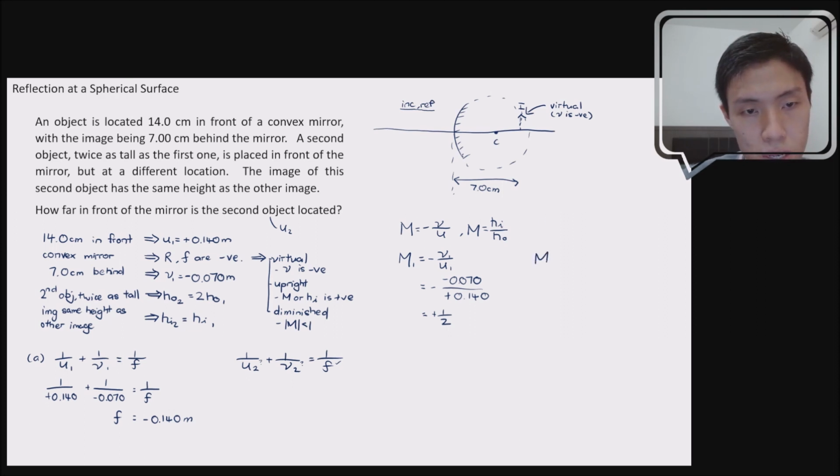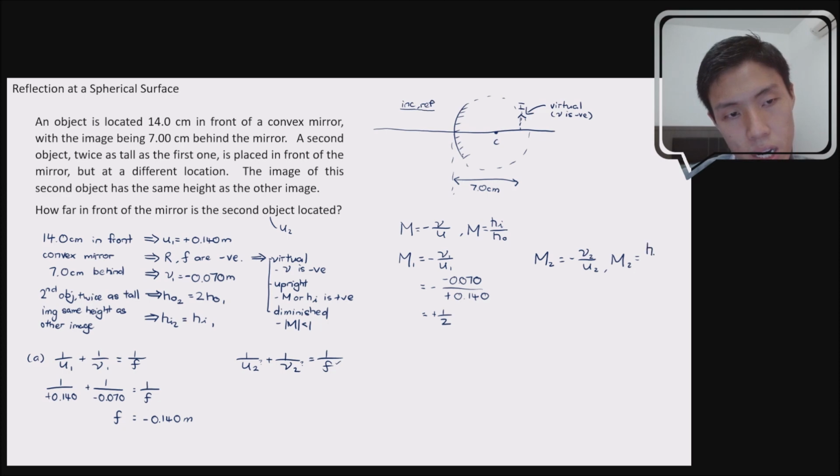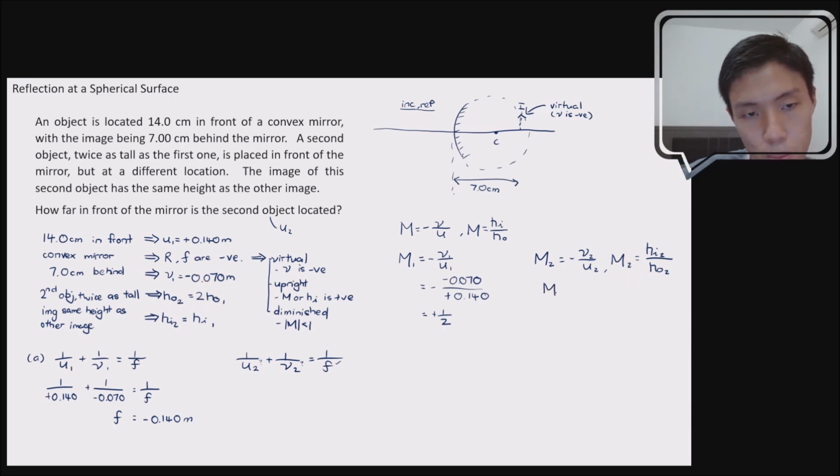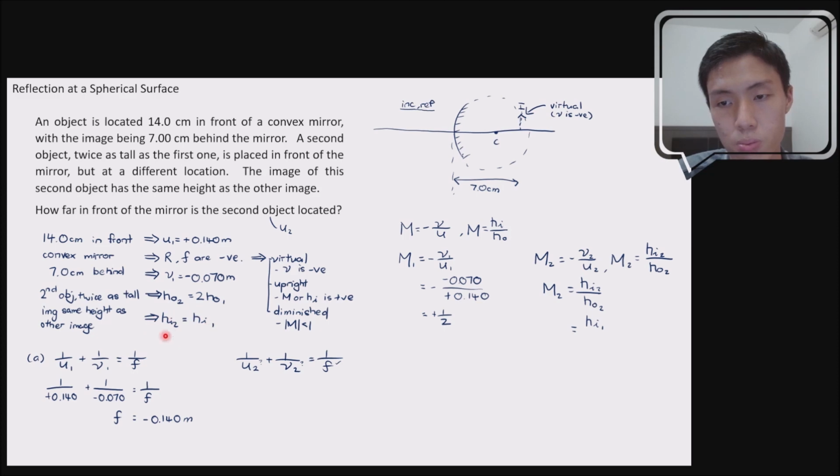Okay, M2 here is equal to negative V2 over U2, but at the same time, M2 is also equal to HI2 divided by HO2. We are going to exploit this relationship because HI2 is equal to HI1, and HO2 is equal to 2HO1. So we are going to use this relationship that we extract from the problem. Because M2 is equal to HI2 divided by HO2, we can equate it to HI1 over HO2, and HO2 will be 2HO1. So we replace HO2 with 2HO1.